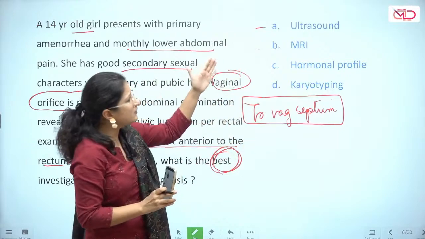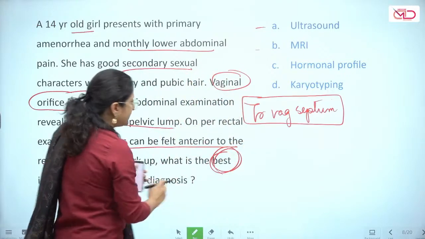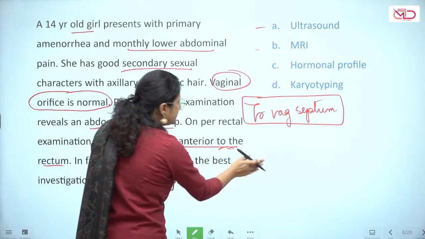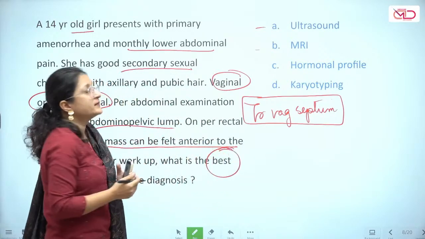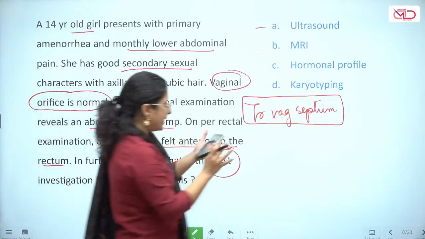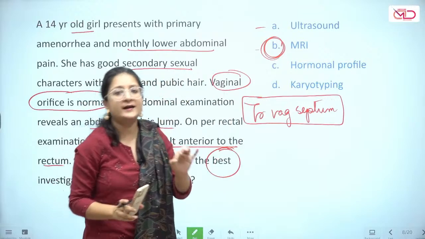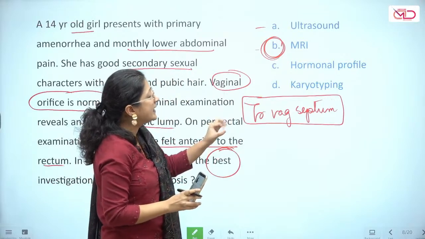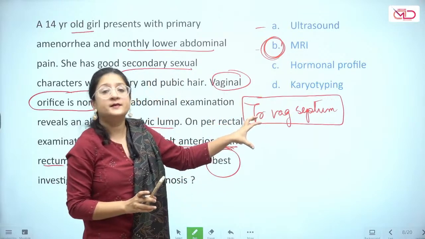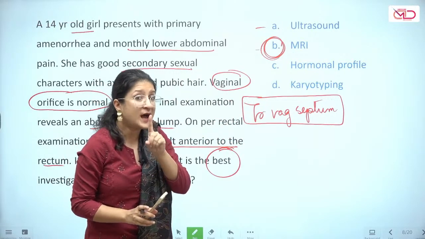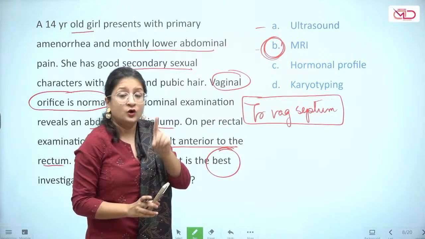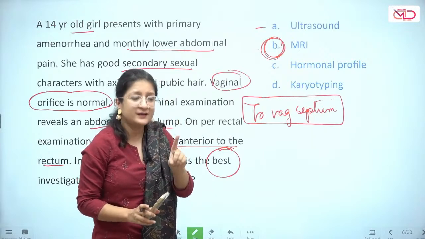Okay, so ultrasound can be your next investigation, but they're particularly asking you what is the best investigation to help you make the diagnosis. That's the only reason why I choose MRI. And yes, Peter is also adding to the explanation here. Peter is adding that this transverse vaginal septum could also be associated with other Mullerian anomalies. Very good.